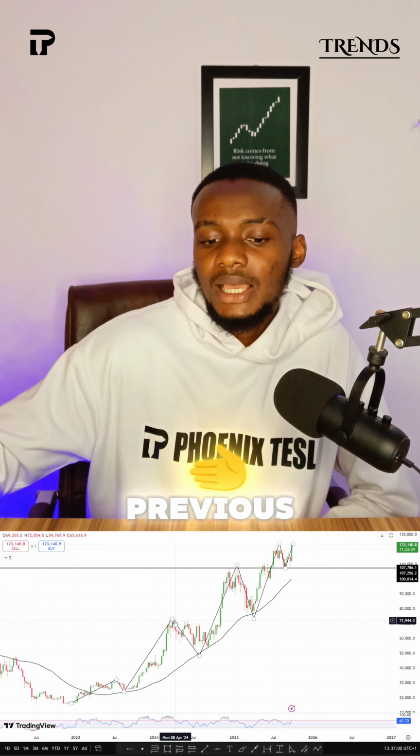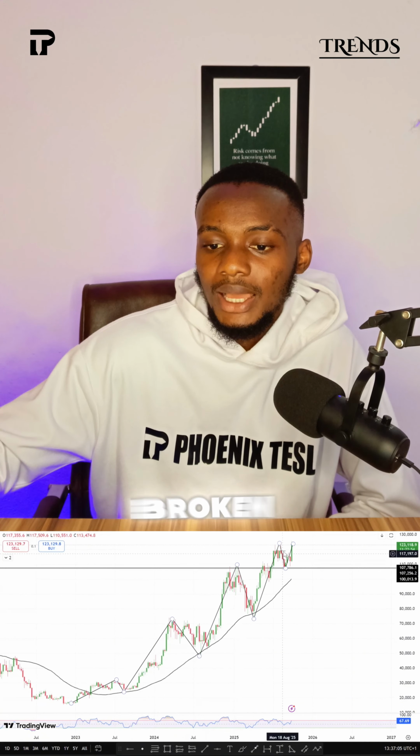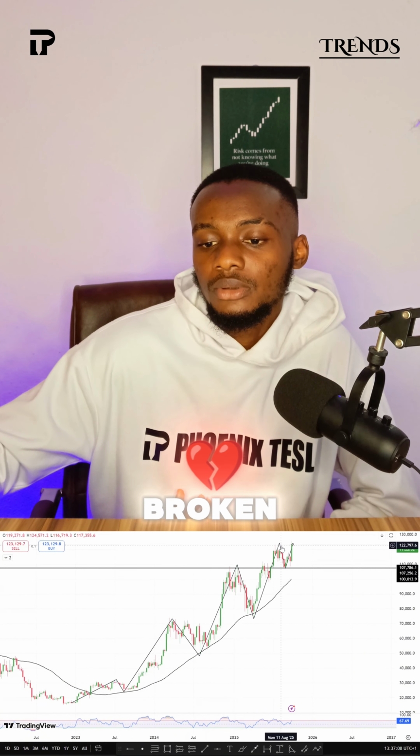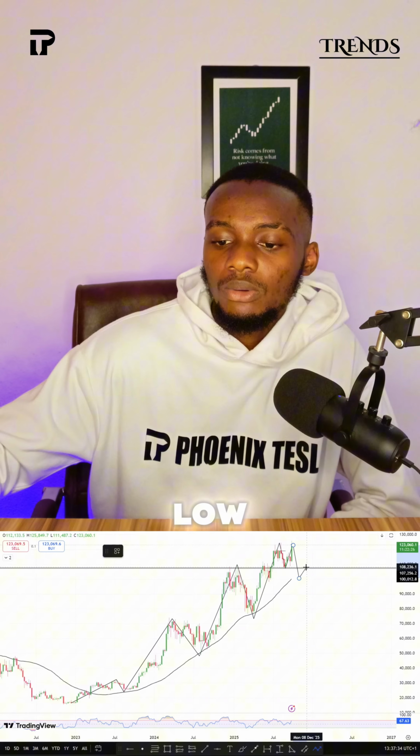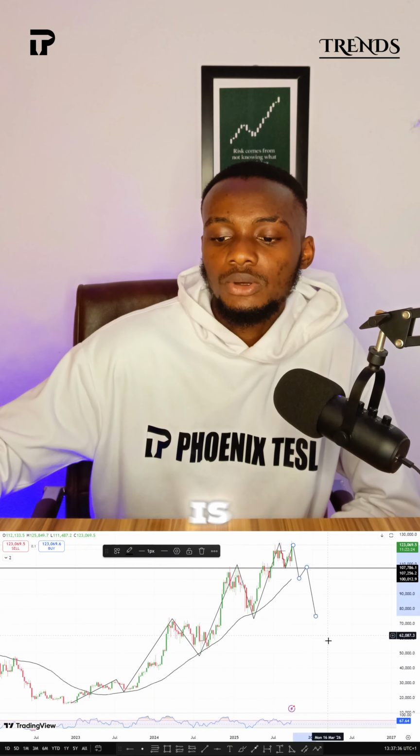So what makes up an uptrend is when the previous higher high is broken. This previous higher high was broken, this previous higher high was broken, and this previous higher high is about to be broken. But if it doesn't break this higher high and ends up doing this, breaking the previous higher low, we should expect a retest in the higher low and a move down. That means the market is going to change direction. So that's it about uptrend.